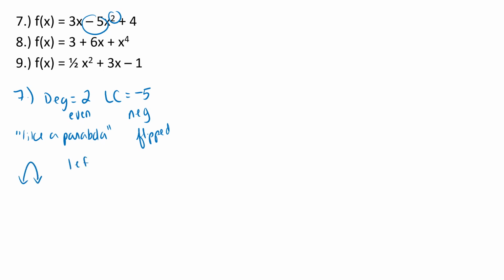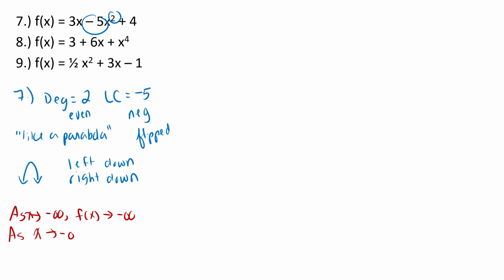So left is down, right is down, and in our more formal notation, as x approaches negative infinity, f of x approaches negative infinity, so left and down. As x, I didn't put the x in there, let's get the x in there, there we go, approaches infinity, because we want to go to the right this time. f of x still approaching negative infinity.